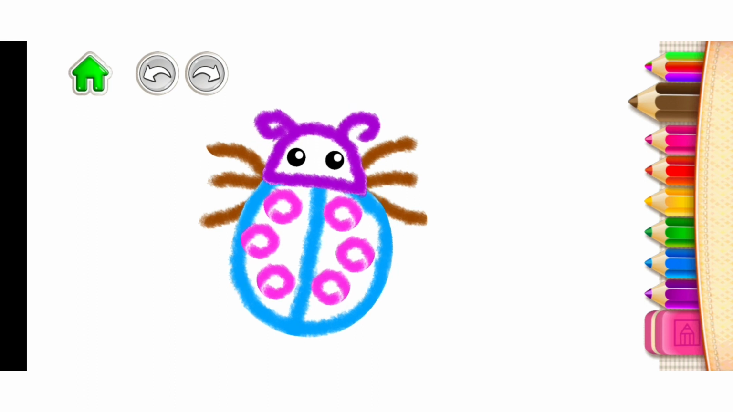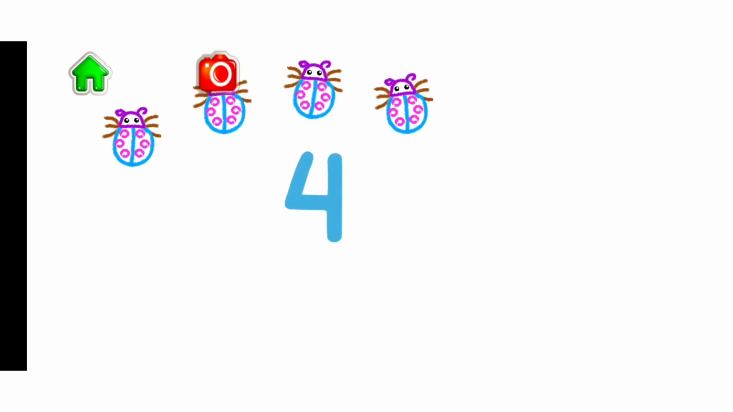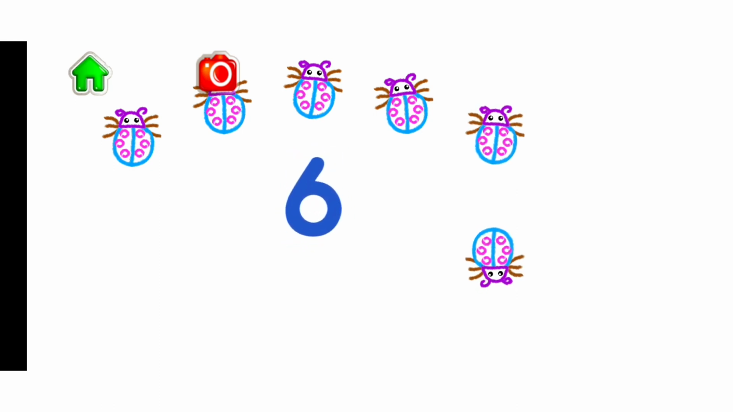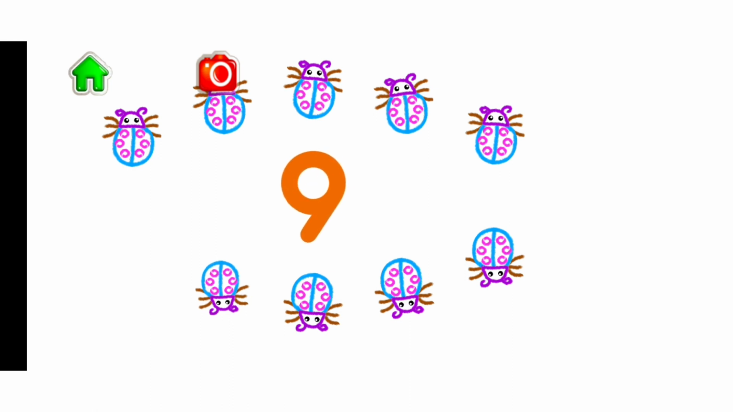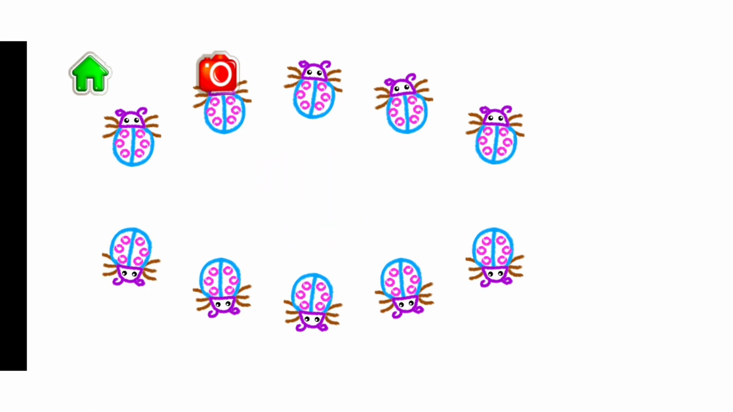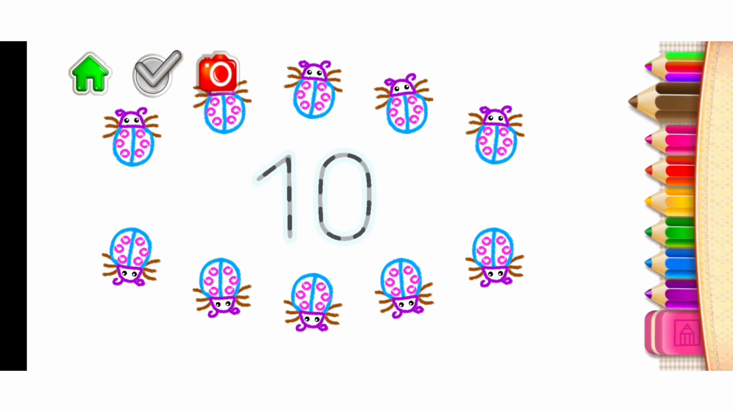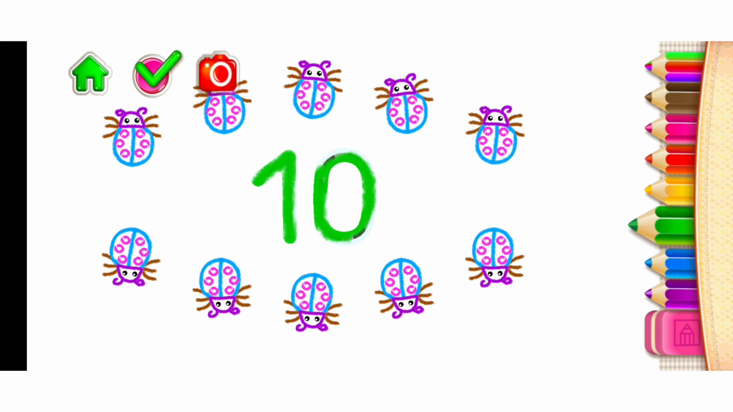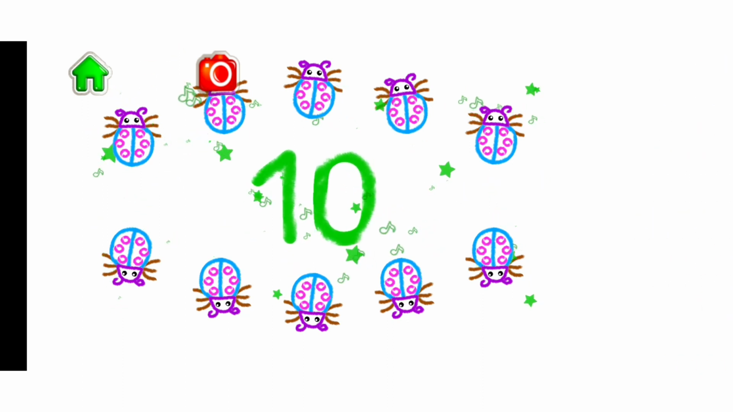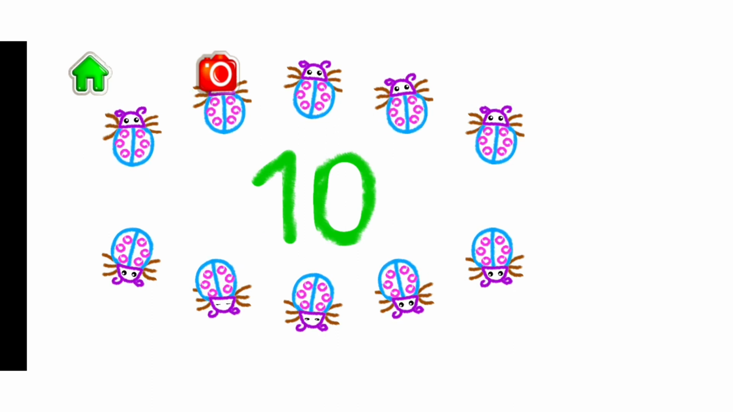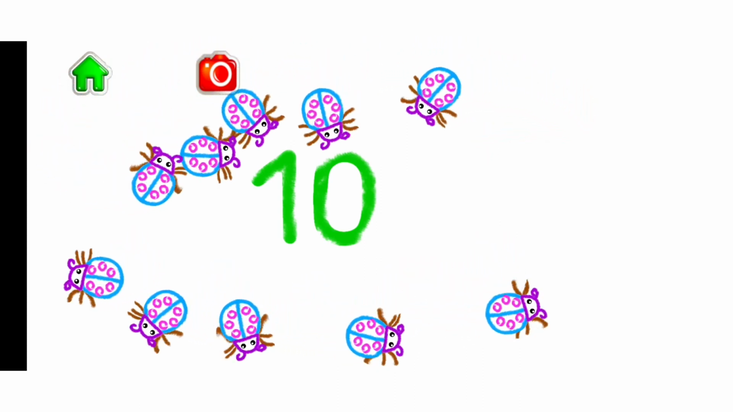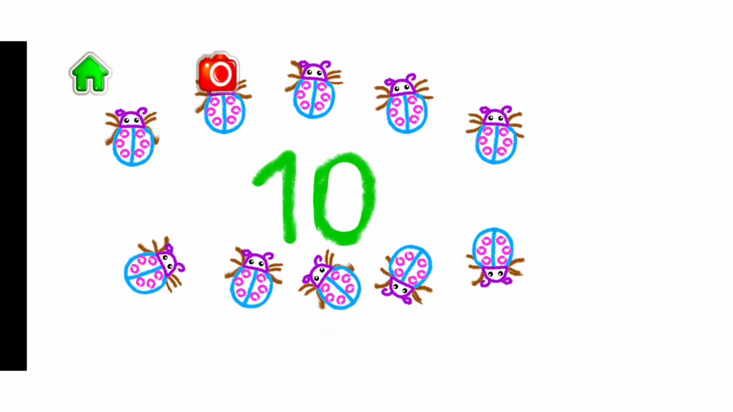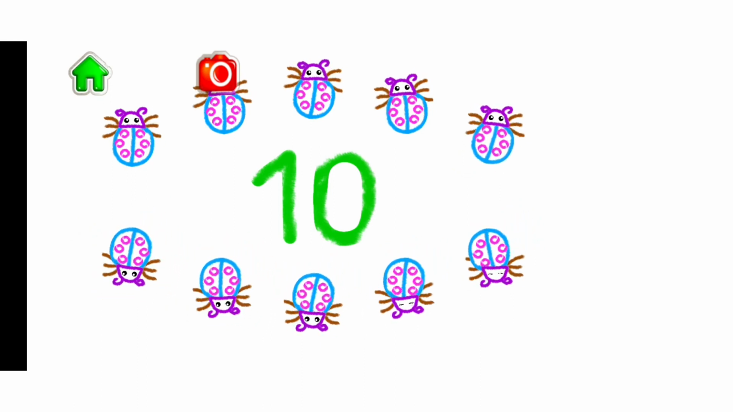Let's count ladybugs. 1, 2, 3, 4, 5, 6, 7, 8, 9, 10. 10 ladybugs. Write the number 10 and the ladybugs will come to life. Green. Number 10, one more.